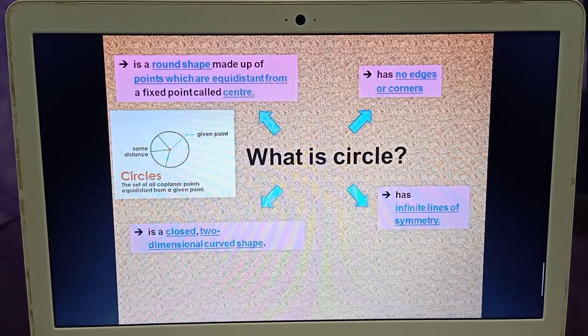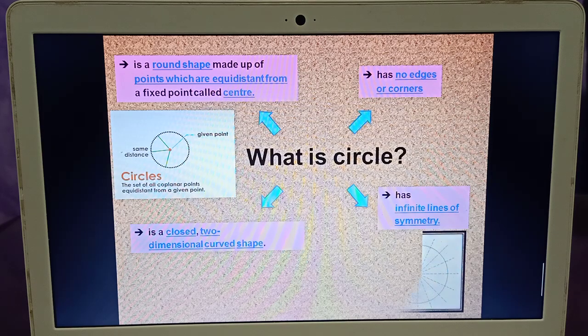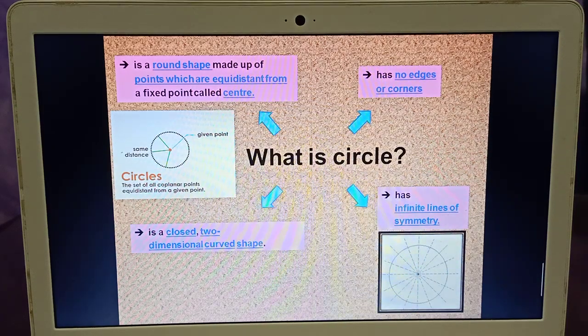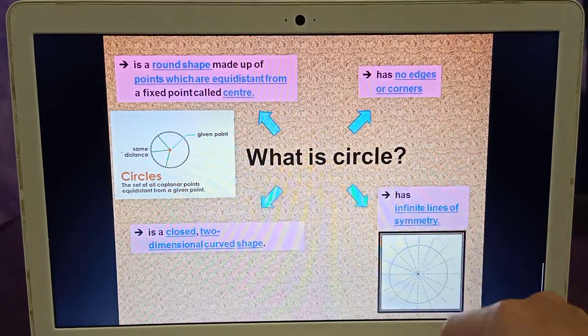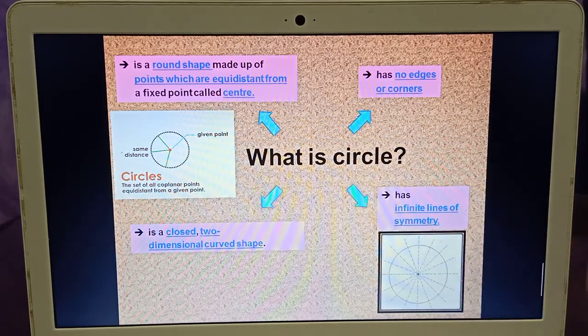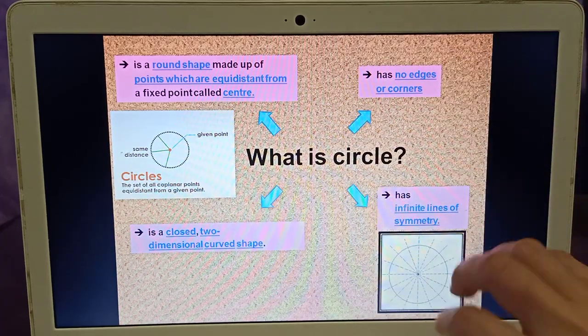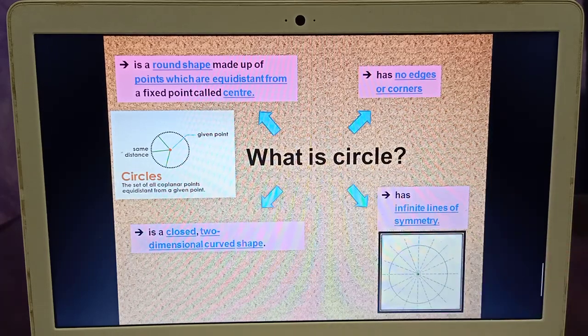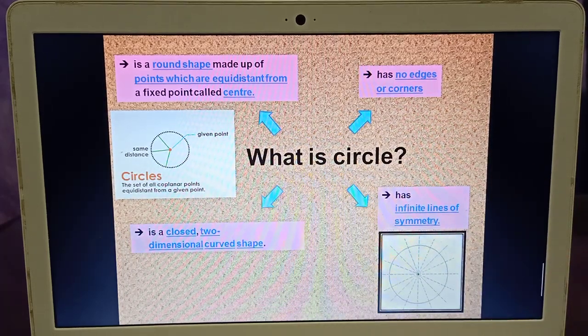A circle has infinite lines of symmetry. Infinite lines of symmetry means we cannot count the number of lines of symmetry. There are a lot, until you cannot count them. For example, this is only some that I could draw. You can even draw them smaller, until the whole circle becomes black in color. So that's why we call it infinite lines of symmetry.